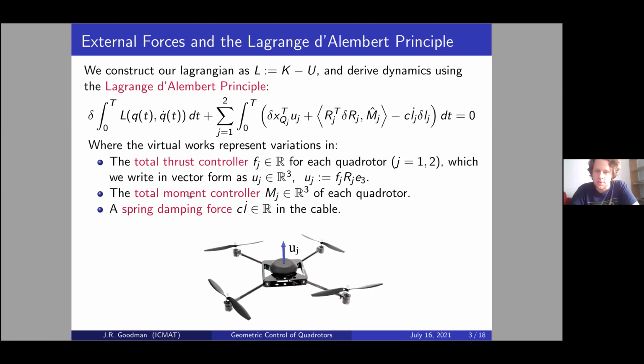Our other controllers are these total moment controllers, and these are in essence describing the proportions between the thrusts of each individual propeller on the quadrotors. This is what allows us to control the attitude, or the roll, pitch, and yaw of the quadrotors. And the final non-conservative force is a spring damping force, which is really just something from physical considerations. We don't want the elastic cables to oscillate indefinitely, and we wouldn't expect that in practice.